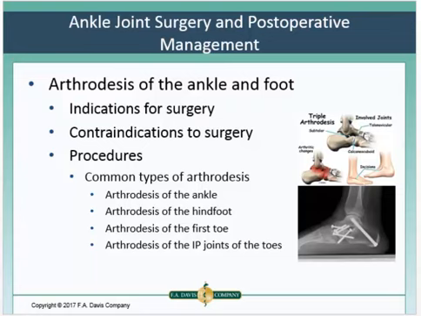Contraindications to surgery would be similar to the other ones, where you don't want to do this on somebody who has an infection, poor blood supply, or wants to return to a higher level activity. Procedures. So you can do an arthrodesis at the ankle, at the hind foot, in the first toe, and along the IP joints of the toes. So depending on where the problem is would be where they do the surgery.